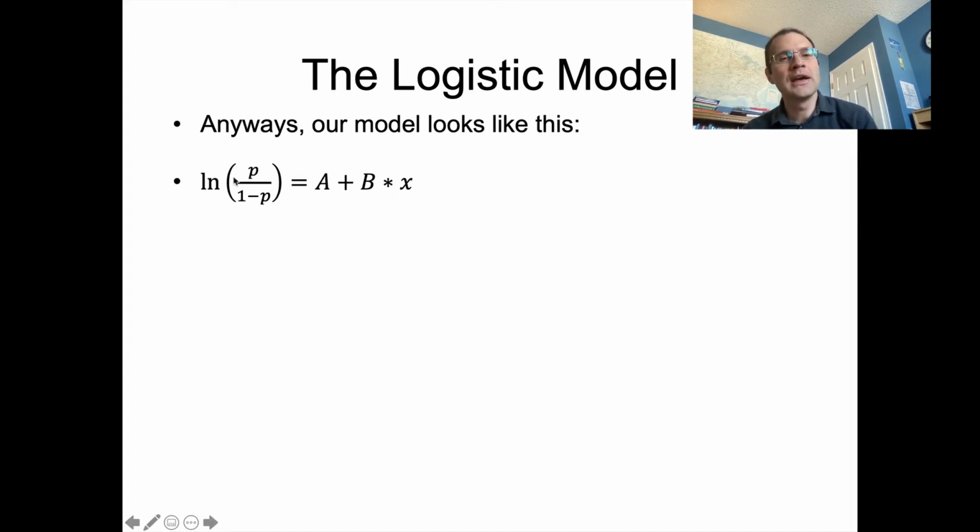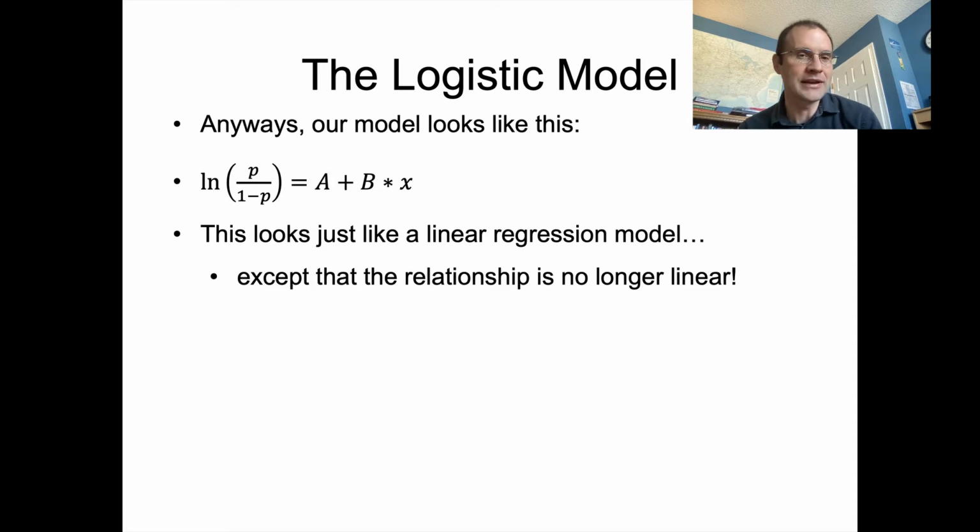I mentioned this before. This is our Y. This is our dependent measure. It's this log odds ratio. And then the model side of it looks like basically what we've seen before. We've got A plus B times X, B being the slope, A being the intercept of what would normally be a linear regression model, except on this side we've got a ratio, or a logarithm of a ratio.